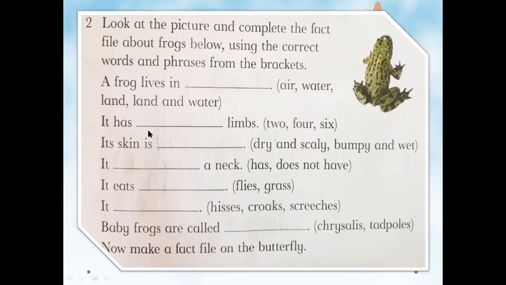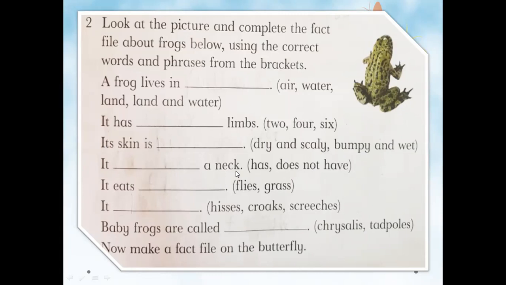It has dash limbs. Look at the picture. How many limbs does a frog have? 2, 4 or 6? Which one will be the correct word here? Its skin is dash: dry and scaly, bumpy or wet. Look at the skin of the frog. Skin with many patches. So which one will be correct? Dry or scaly? Bumpy and wet?